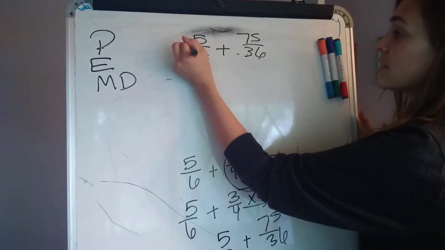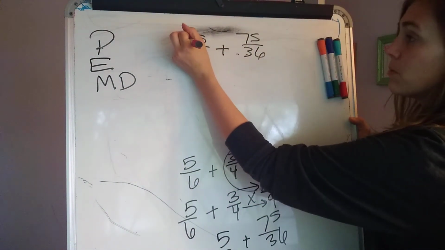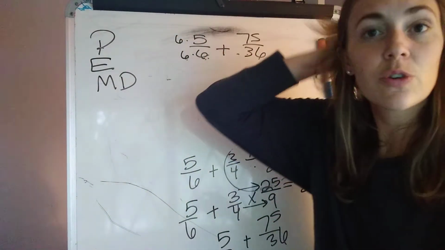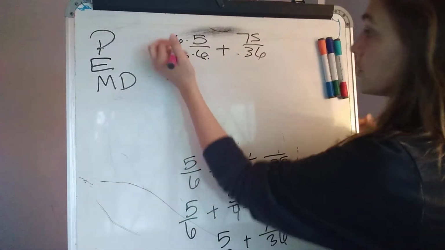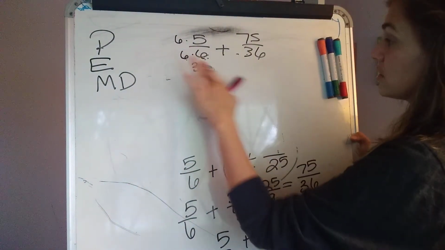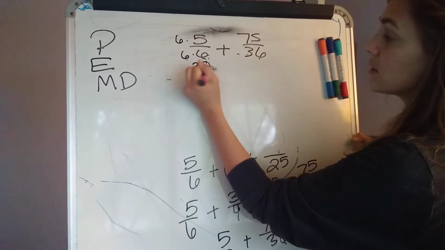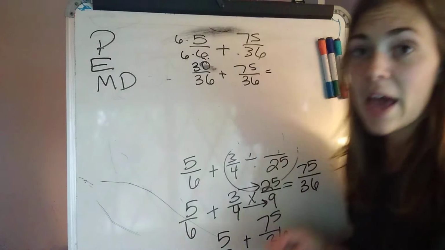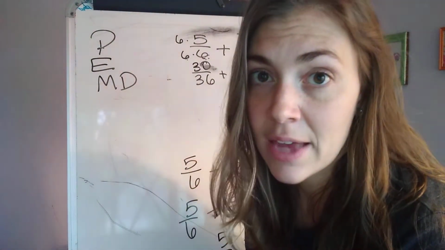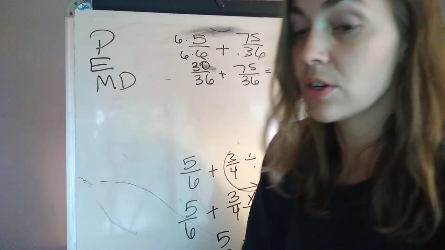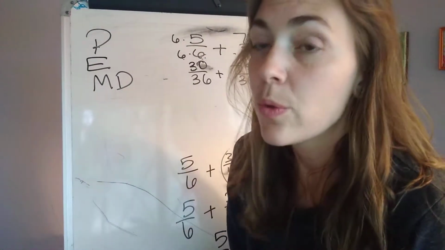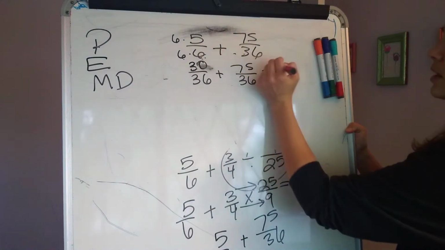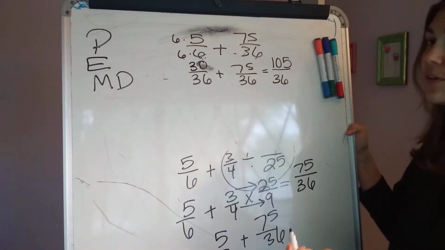So I know that 6 times 6 equals 36, so I'm going to multiply the denominator and the numerator by 6 because we want to create equivalent fractions. So I have 30 over 36 plus 75 over 36. And when we add or subtract fractions, you only add and subtract the numerators. You leave the denominator alone. Otherwise, we wouldn't have found a common denominator. So we have 36, and then on top we have 105.